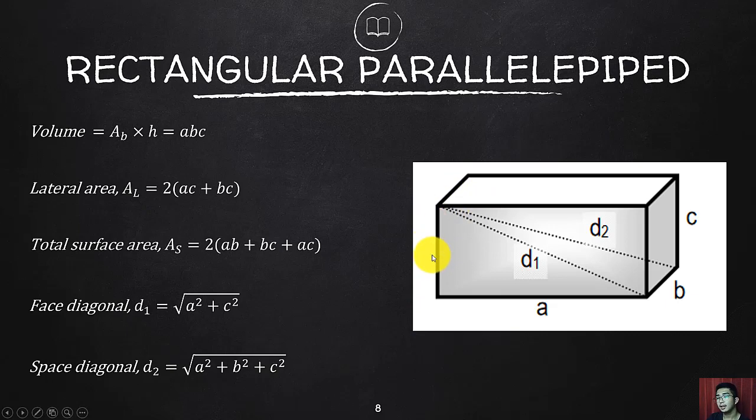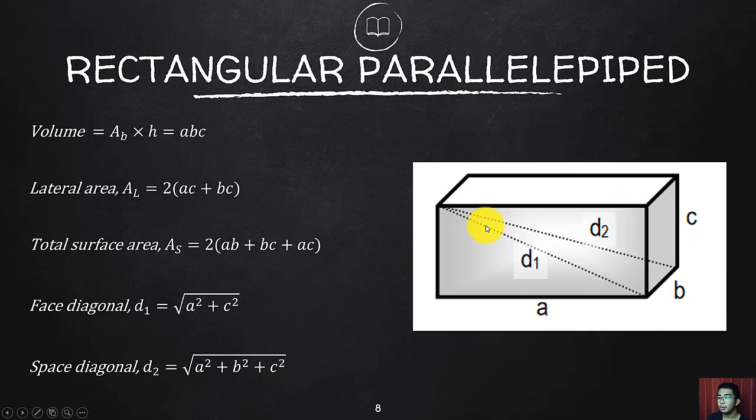In these succeeding examples, I'm just going to give you a figure and then the corresponding formulas, most of the time their volume, or most importantly their volume, their total surface areas, and other relevant formulas. So for a rectangular parallelepiped, this is the volume. The volume is straight from the volume of a prism, the area of the base times the height.